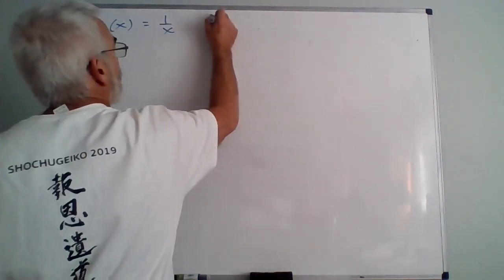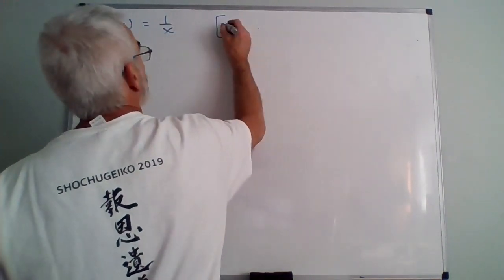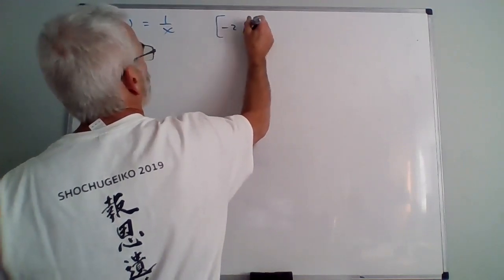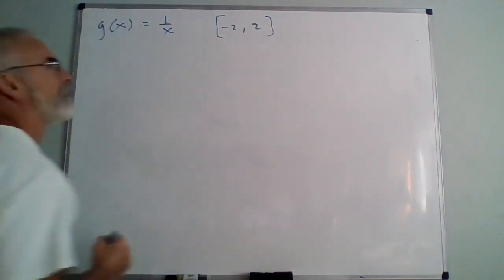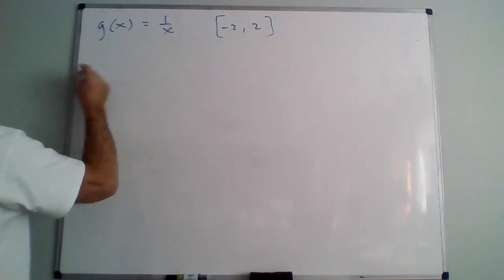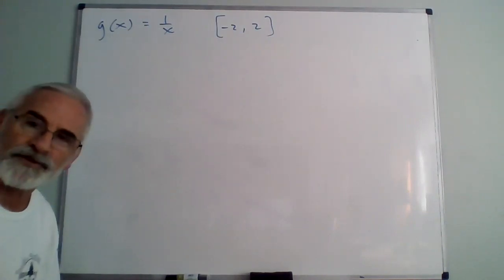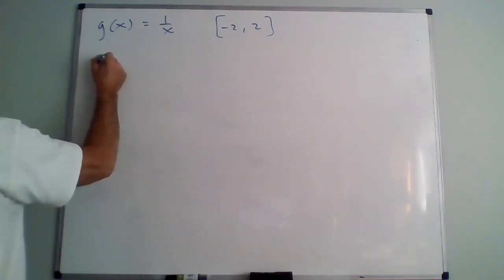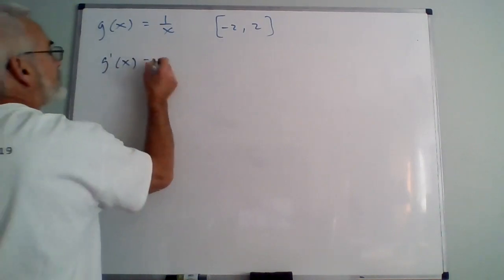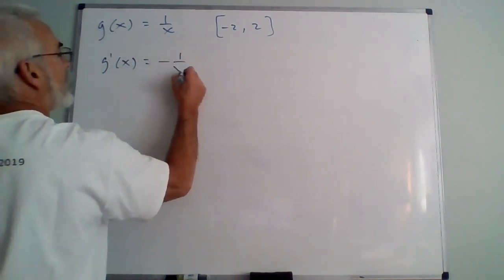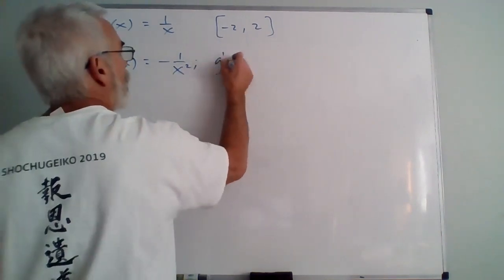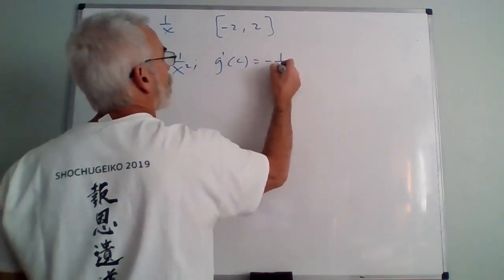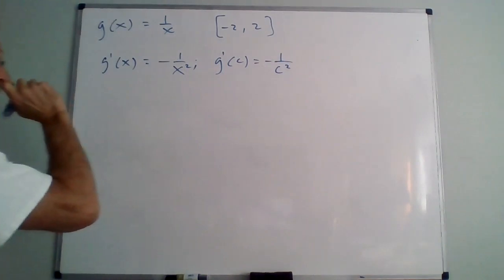And I want to do the mean value theorem. We'll keep it simple, negative 2 to 2. Same question. So let's find the g prime of x, first of all. That will be negative 1 over x squared. So g prime of c is negative 1 over c squared, okay?